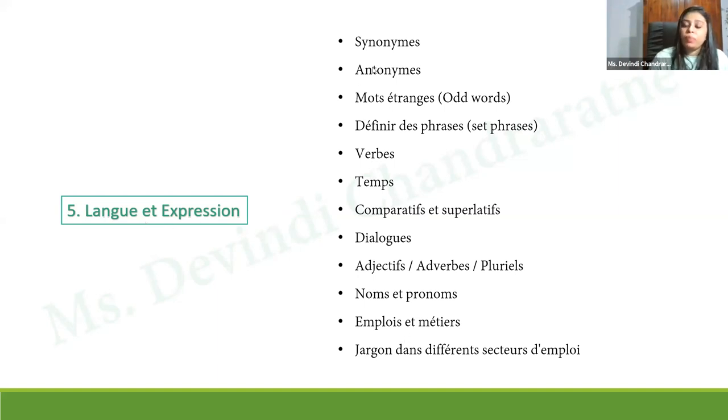And you have to pay attention to such things before the exam, prior to the exam, if you want to get ready for this language and expression part. So make sure that you practice some questions based on these areas, if you want to tackle this language and expression part in a convenient way, in a very strong way.